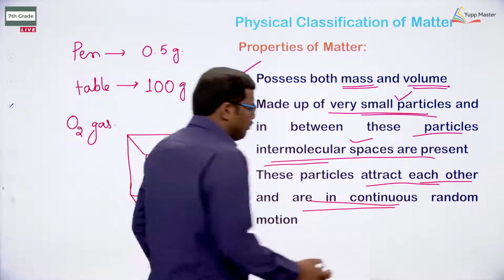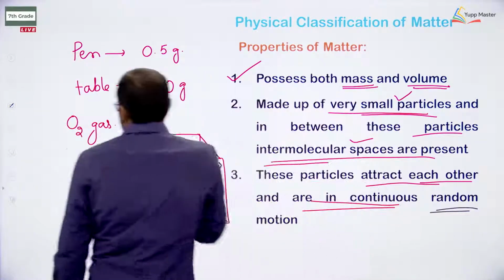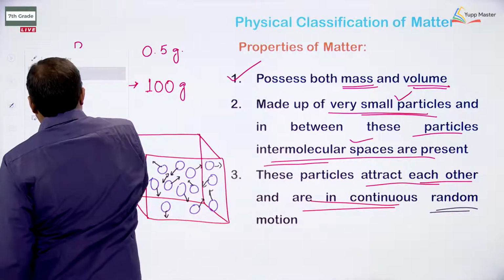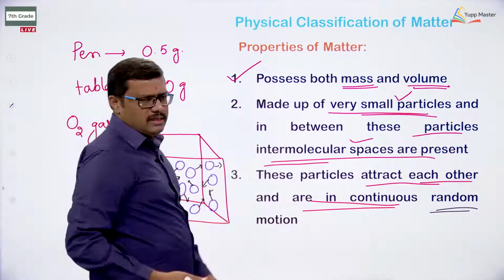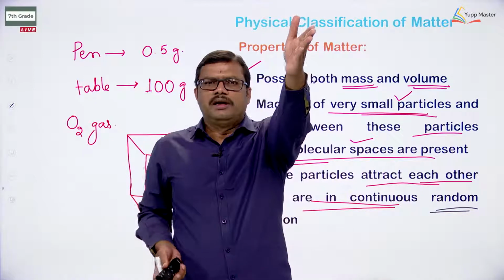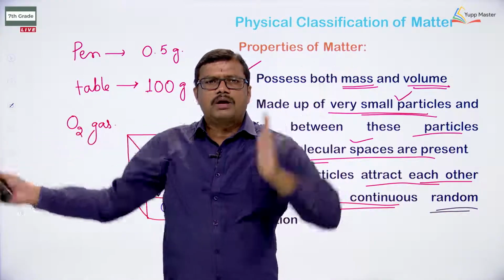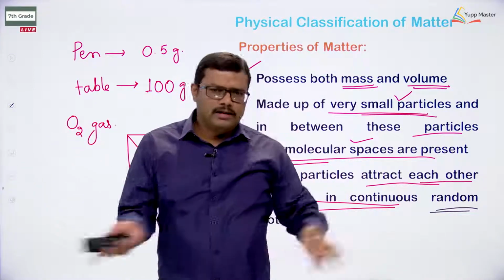What do you mean by random motion? Random means the movement is in all directions, irrespective of direction. It is not only along the x axis, not only along the y axis, not only along the z axis, it is in all the directions.